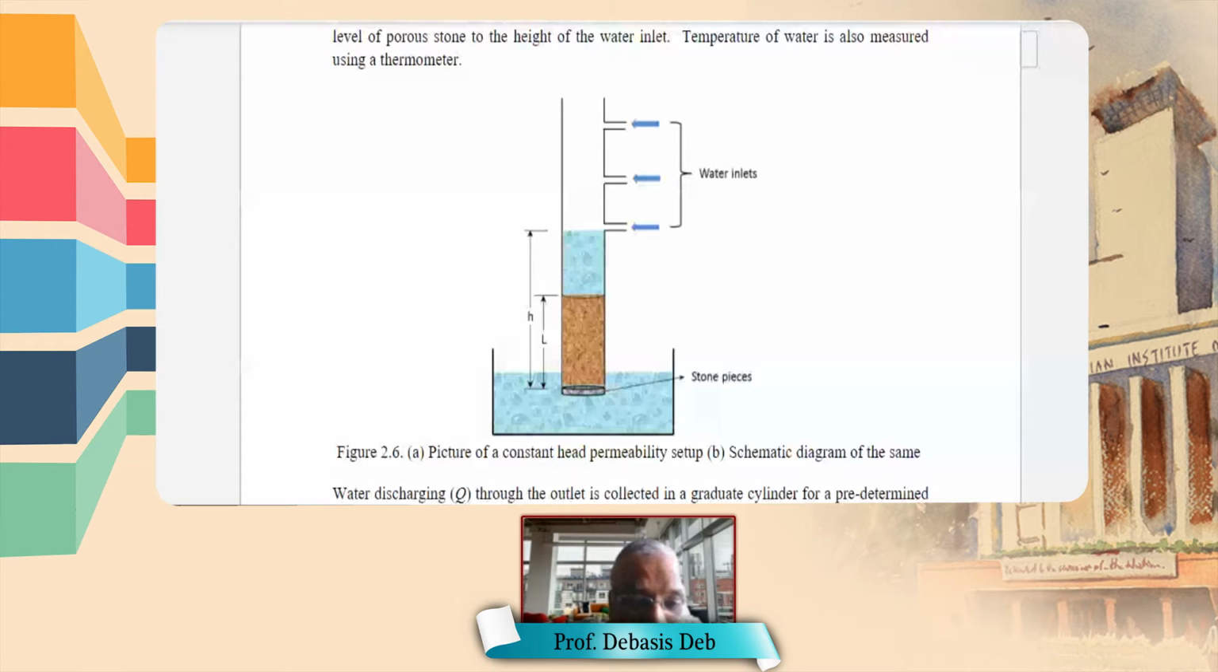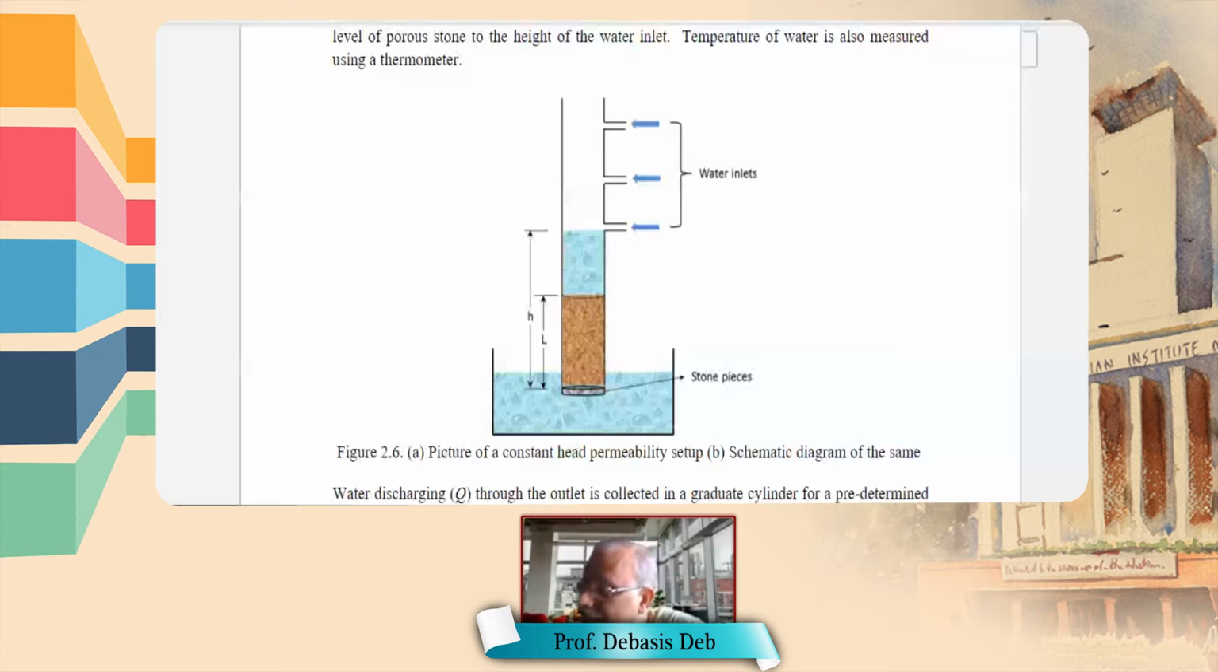Now, last time we talked about the formula for permeability, linear permeability as well as radial. So now there is an experiment. It's basically this experiment.